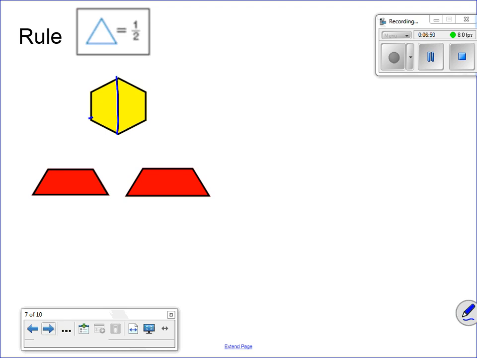Well, how many triangles do I have in here? I have 6 triangles in there. So that means I have 6 over 2, because I have 6 halves. So that's working with the math today. So we have 1 half, half, half, half, half, half, 6 times, okay. How many 2's go into 6? 3. Your answer is 3.